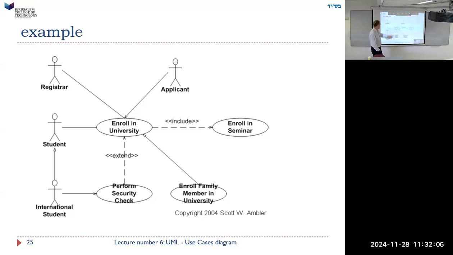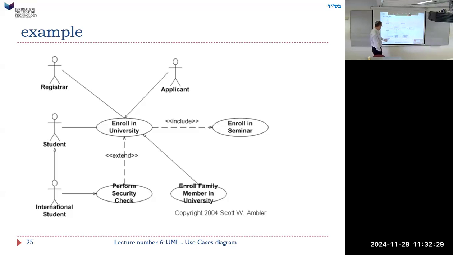Student enrolls in university. That also, what's the difference? Why would a student who's already a student in the university enroll in university? I'm not sure I understand this. Right? You're an applicant to enroll. Maybe enroll in a course. Maybe that's a course, I'm not sure.